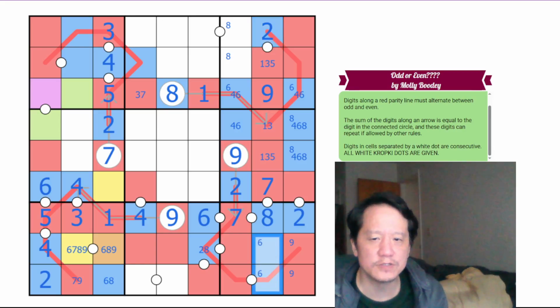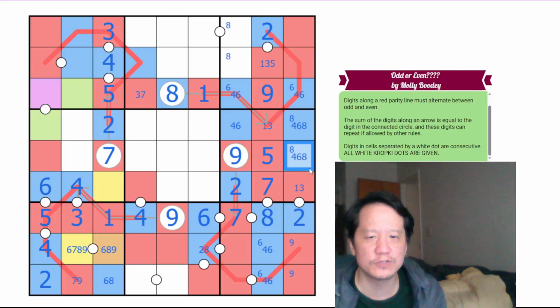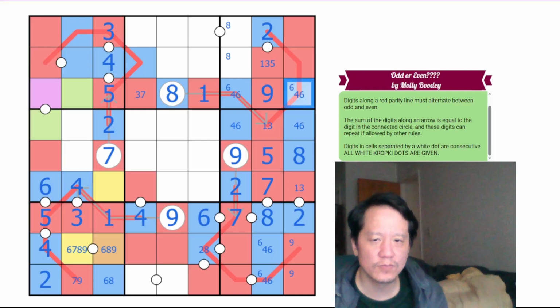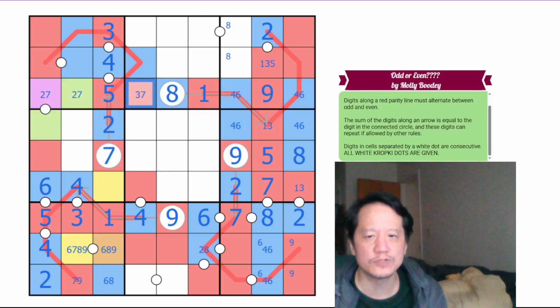That forces this to be a 4, 6 pair here. 2 is consecutive with 1 or 3. This 1, 3 pair eliminates 1 and 3 in the rest of the box, so this can't be 1 or 3. It's 5. 5 is consecutive with 4 or 6, so this can't be 4 or 6. It's 8, which eliminates 8 here. Okay. This is still 2, 3, 7, so this must be 2, 7, which forces that to be 3.